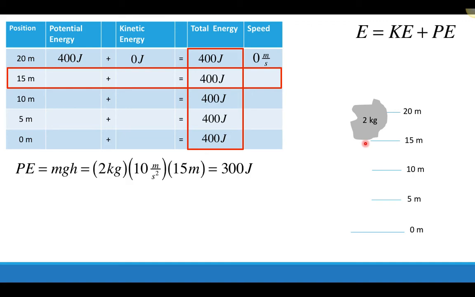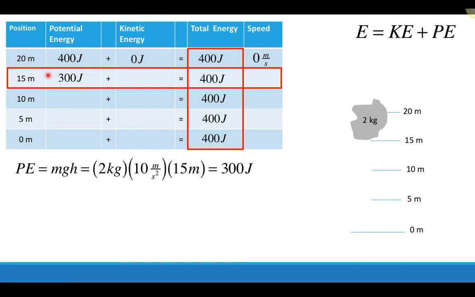I can always calculate the potential energy because I know the height. So the mass was 2, gravity is 10 meters per second squared, and I am at a vertical position of 15 meters. So 2 times 10 times 15 is 300 joules. So I can fill in my table here that the potential energy at the 15-meter mark is 300 joules.